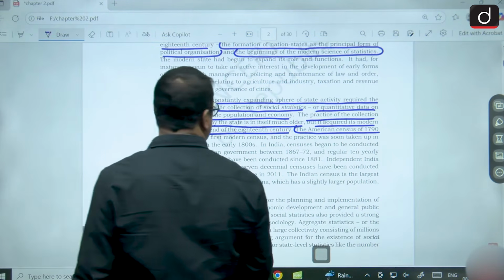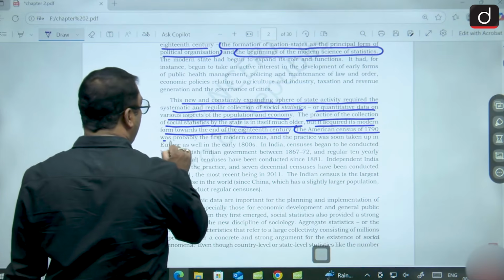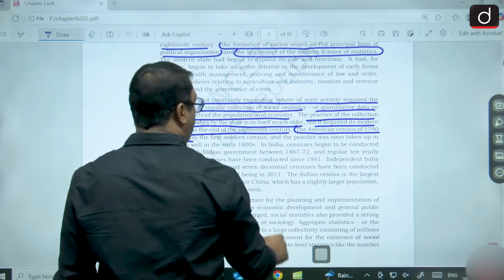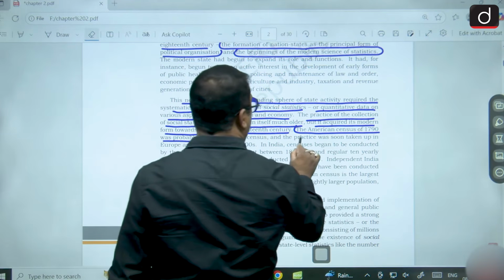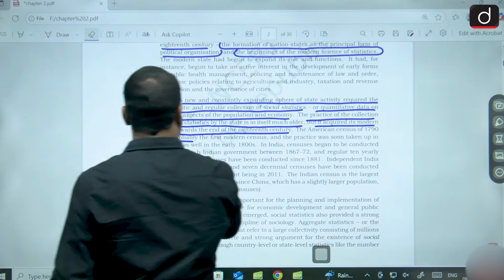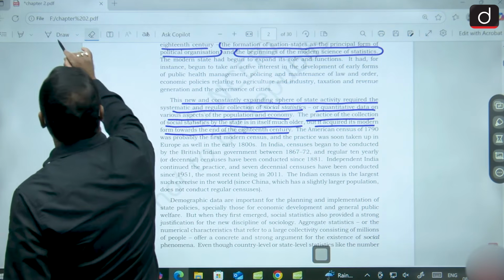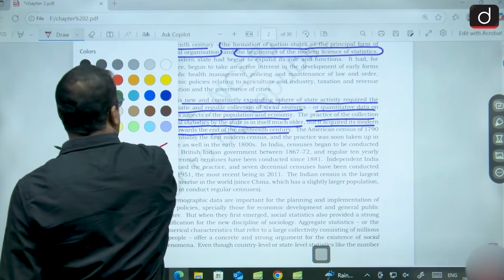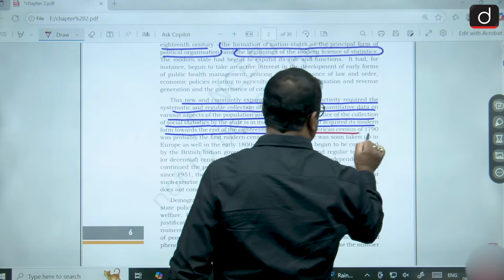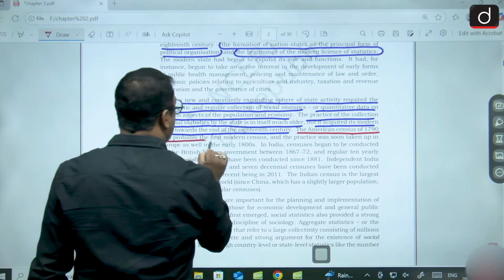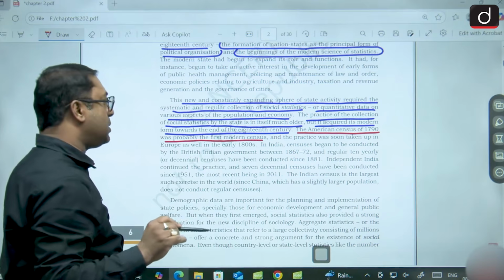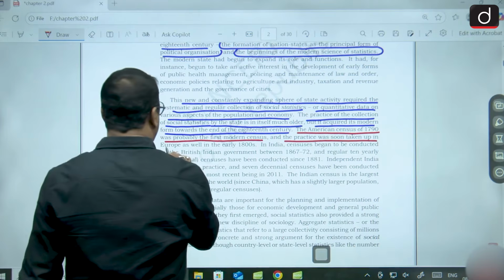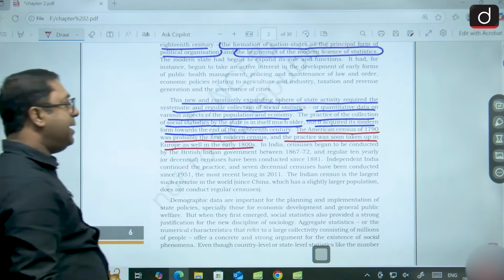The American census of 1790 was probably the first. Write it down, please. Just a minute. We can use a different color here, and here you can say that the American census of 1790 was probably the first modern census. Okay? And the practice was soon taken up in Europe as well in the early 1800s.